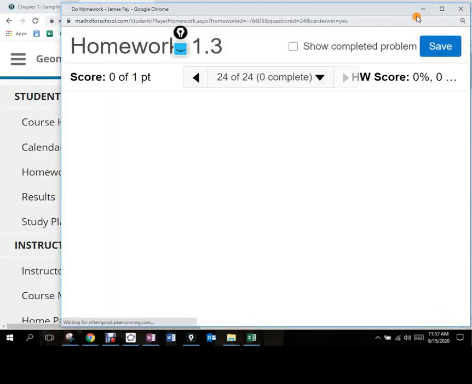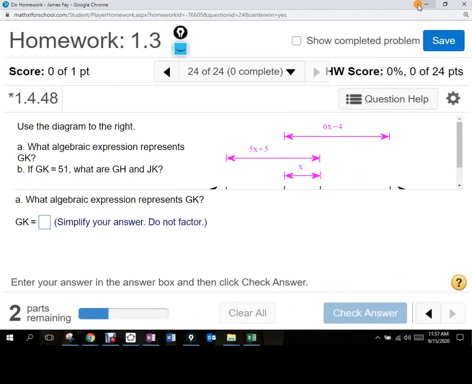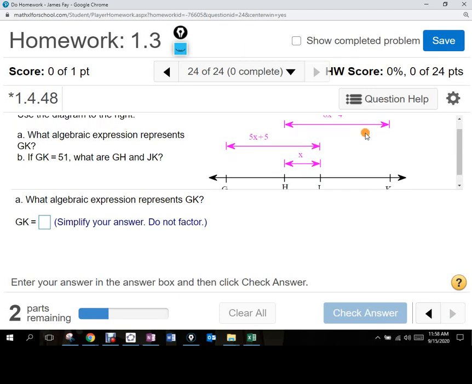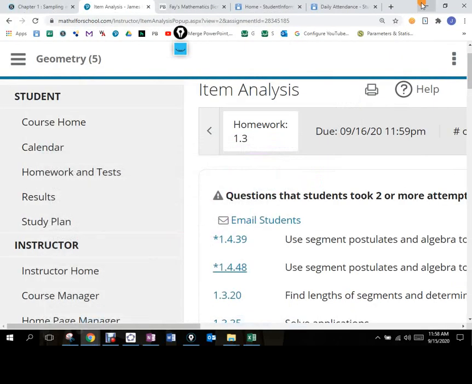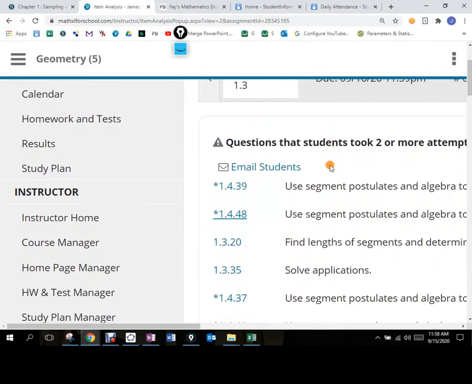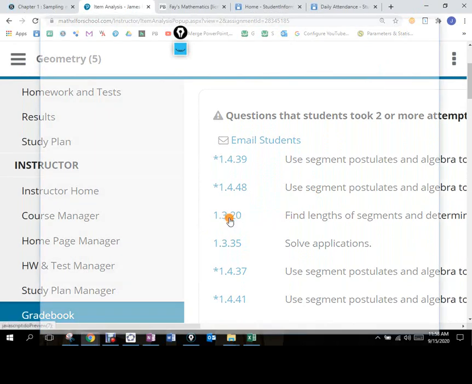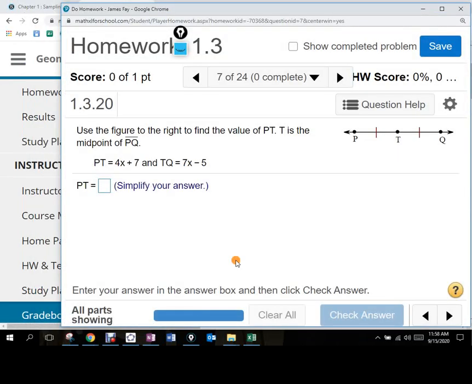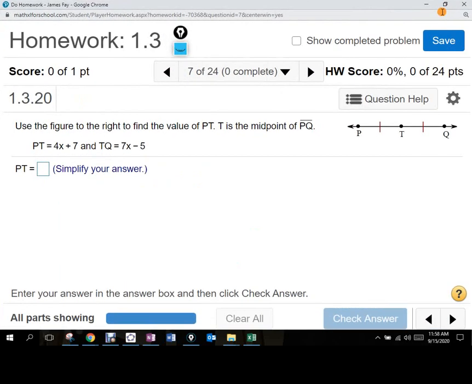In geometry, we always want to think about all possibilities, all types of possibilities that could exist. I want to say this one's a hard one, at least in my opinion. Let's see, 1.3, number 20. So this is question 7 in your homework. This is like the last one we did yesterday in class. Okay, it says use the figure to the right to find the value of PT.